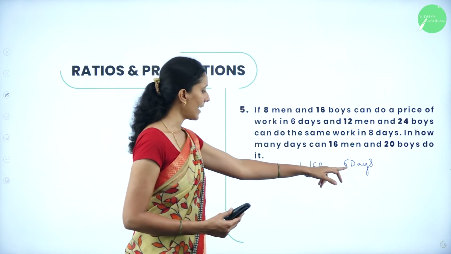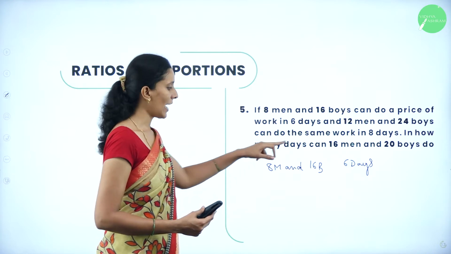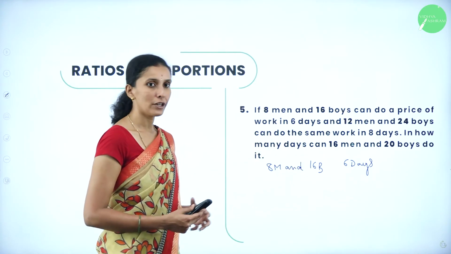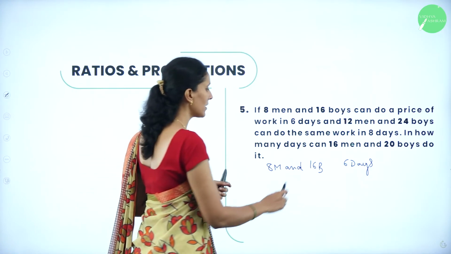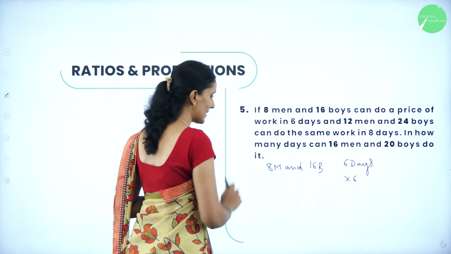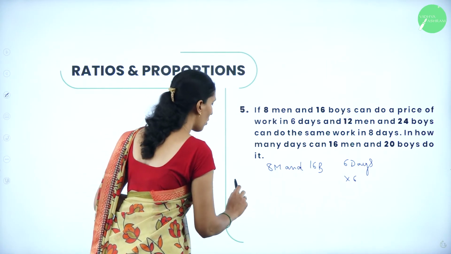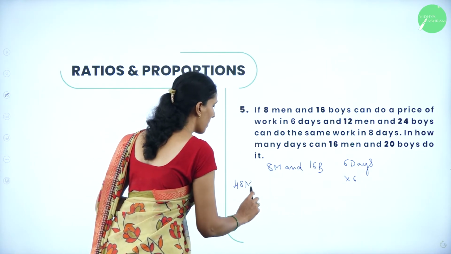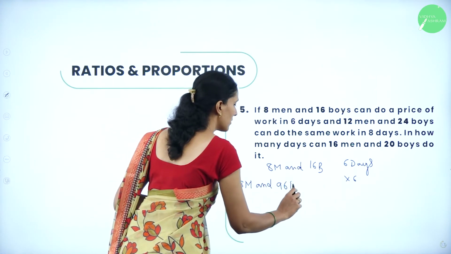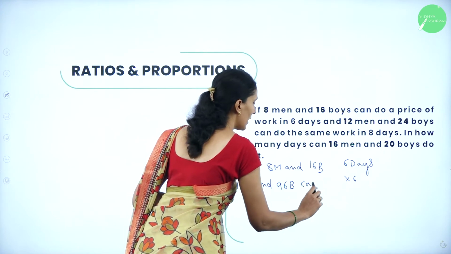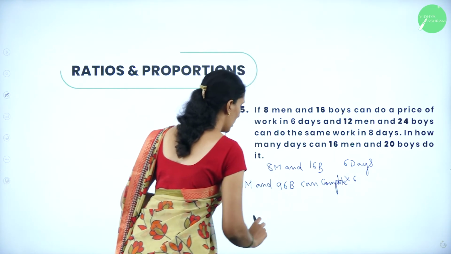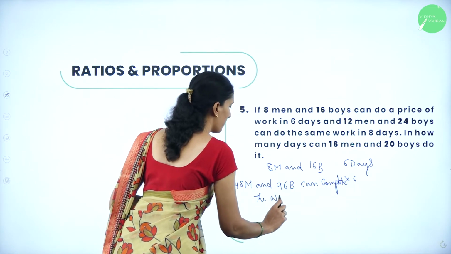So, for 6 days, if you have 8 men and 16 boys, how many men and boys are required to complete the work in 1 day? That means you have to multiply by 6. So, when you multiply by 6, it is 48 men and 96 boys who can complete the work in 1 day.